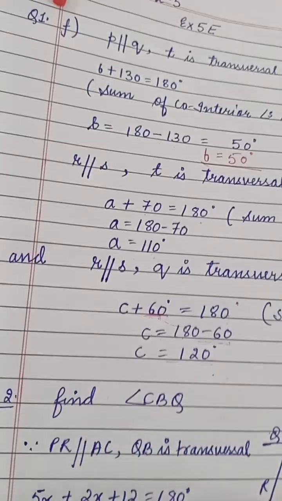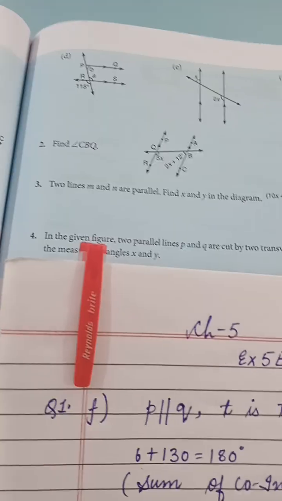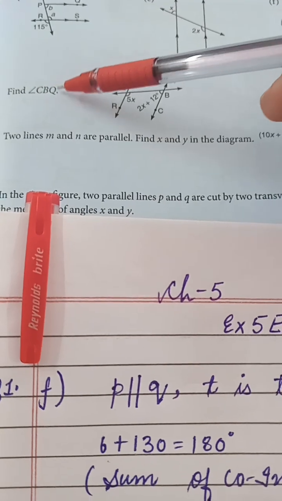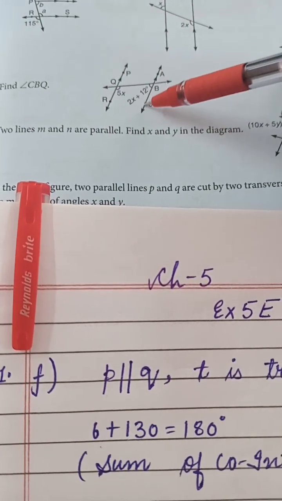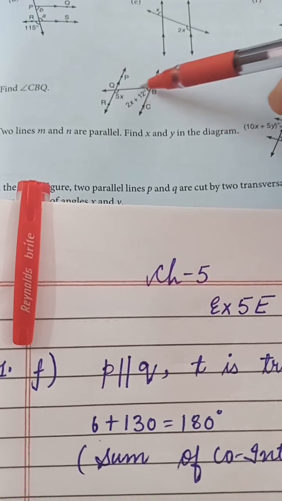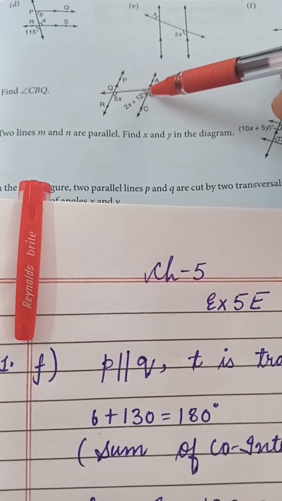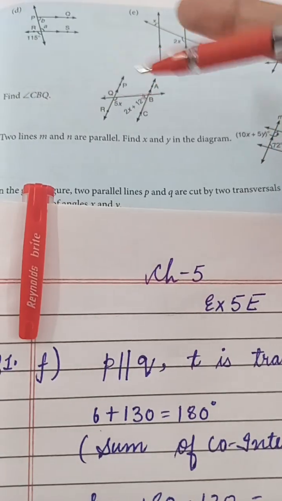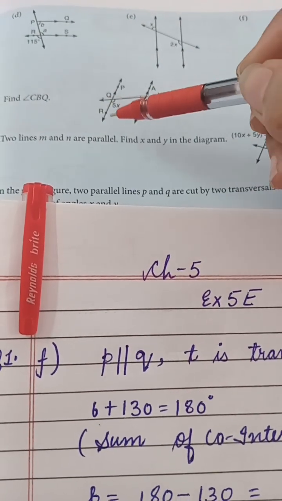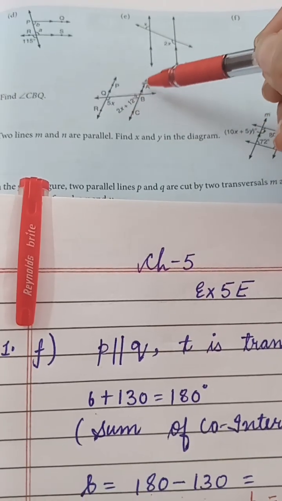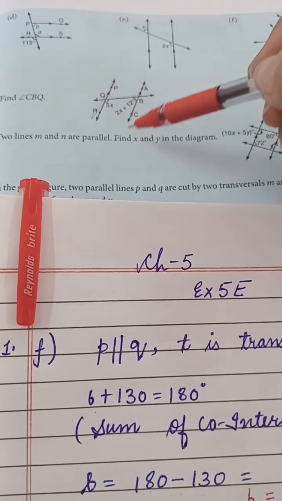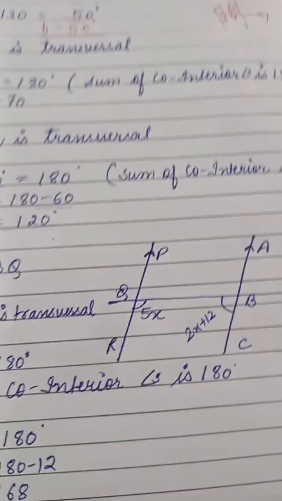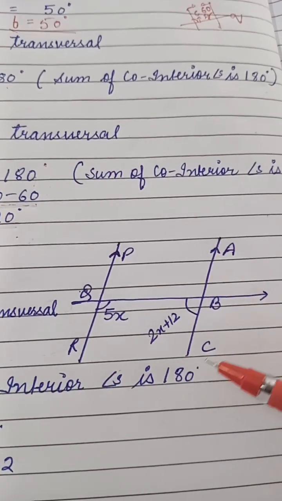Coming to the next question, question number 2. We have to find an angle, angle CBQ, which is 2x plus 12. First we have to check the two parallel lines. PR and AC are parallel. Arrows are given over here. So PR is parallel to AC.